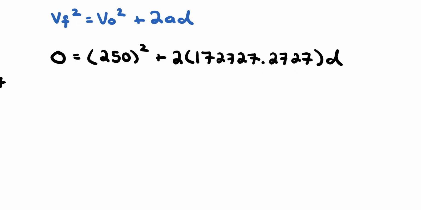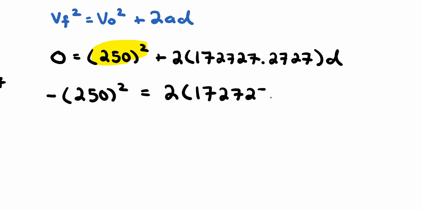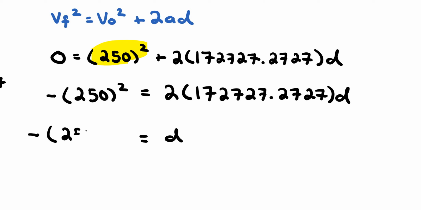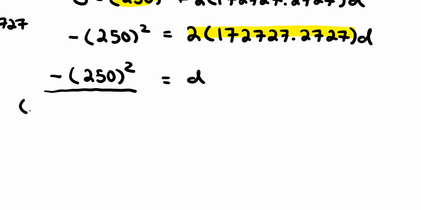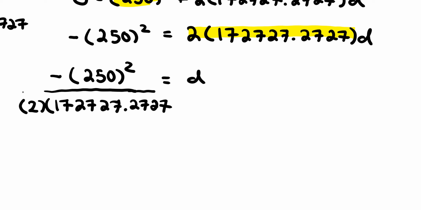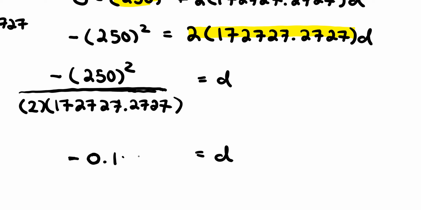Now when you solve for the distance here, you will get a negative answer, because if I bring this term to the left-hand side, we get negative 250 all squared equals 2 times all of this. And if we solve for the distance, it's going to be negative 250 all squared, and then we divide that by just basically this number right here. So if I transfer that down, I get 2 times 172727.2727. All right, if we calculate that, we do actually get a negative answer. So we get negative 0.1809 meters. Mathematically, that's the number that we get.